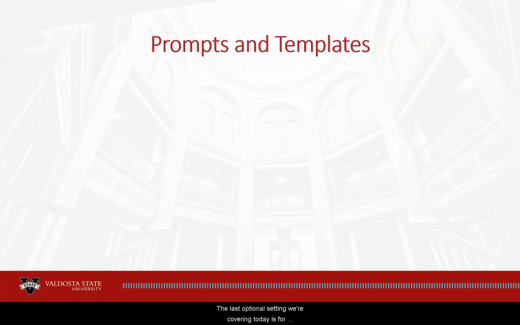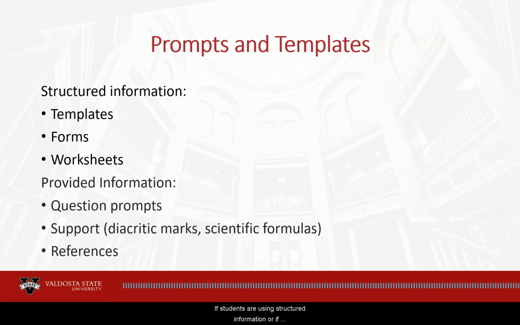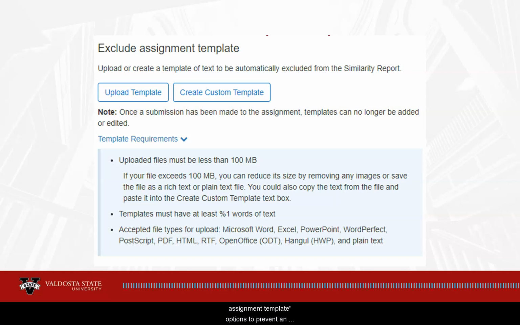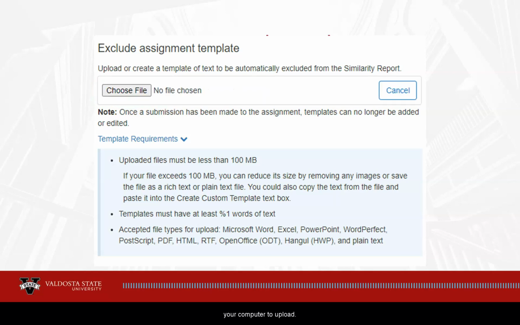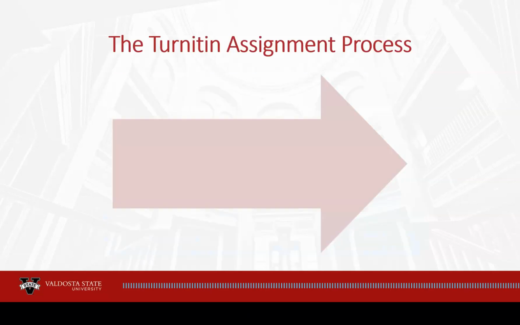The last optional setting we're covering today is for assignments that include provided or standardized information. If students are using structured information, or if you are providing information that will be repeated in student submissions, you can use the Exclude Assignment Template options to prevent an inaccurate similarity report. You can upload a template like a worksheet or a form if students are completing a document you're providing. Click the Upload Template button and select a file from your computer to upload. Alternately, you can click the Create Custom Template and enter provided information in the text box.